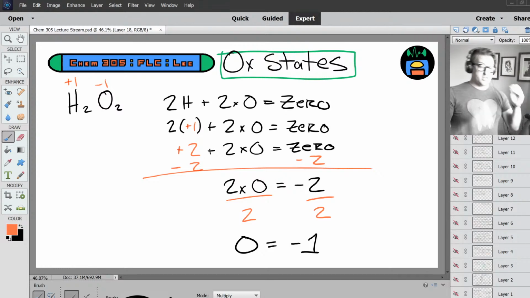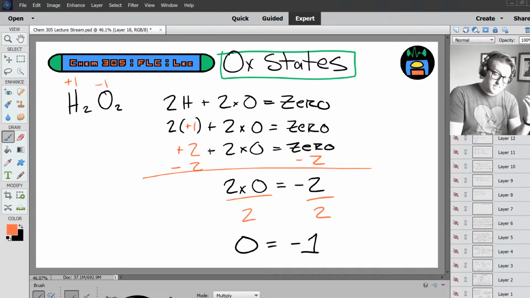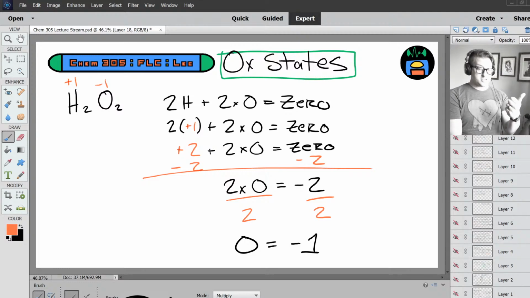And here's the thing. The goal is not to determine what an oxidation state is. The goal is to use the information an oxidation state tells you to analyze a reaction to determine, is it a redox reaction? And to determine reducing agents and oxidizing agents. We'll be doing that tomorrow.